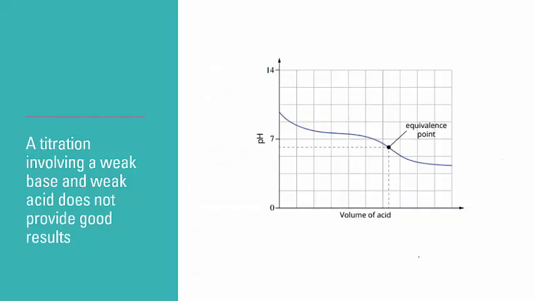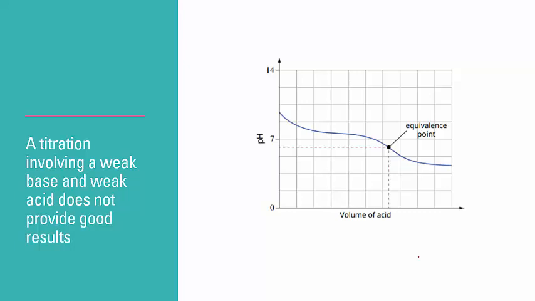Now, before we move on to talking about indicators, whenever we do a titration, we always need to make sure that one of the reagents is a strong acid or base. So let's say, for example, you were trying to do a titration involving citric acid, which is a weak acid. The other substance that you would need to use would have to be a strong base.